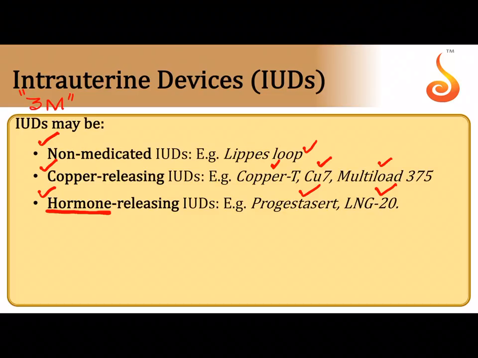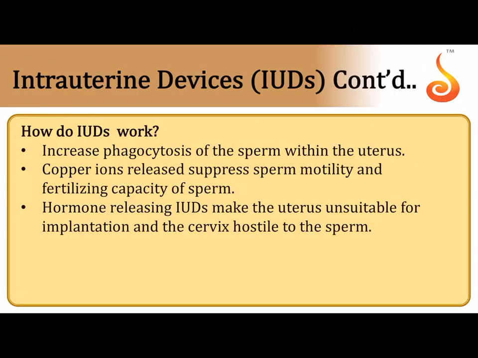So this is to give you an idea of the different types of intrauterine devices and their respective examples. So remember, they are non-medicated, they are copper releasing, and they may release hormones. That's why they are called hormone releasing IUDs. Okay, now let us see how these IUDs work.